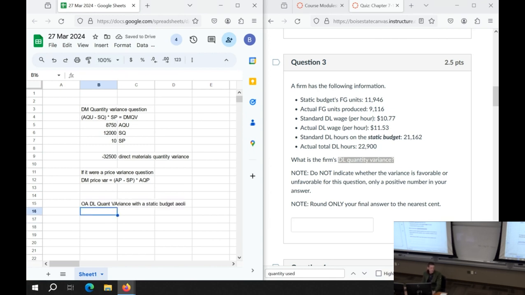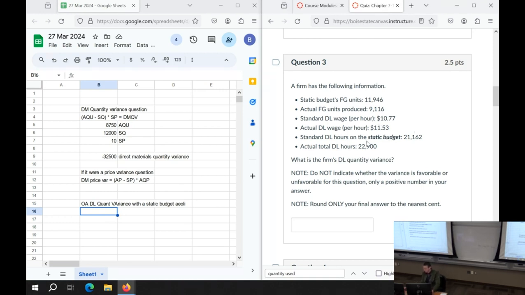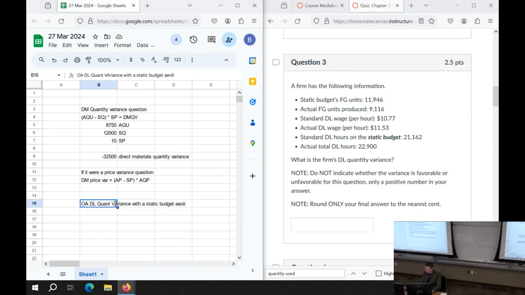Yes, I'm trying to entertain myself because otherwise I get really bored. So here we go. We need to figure out our quantity variance. Oh, wrong screen.